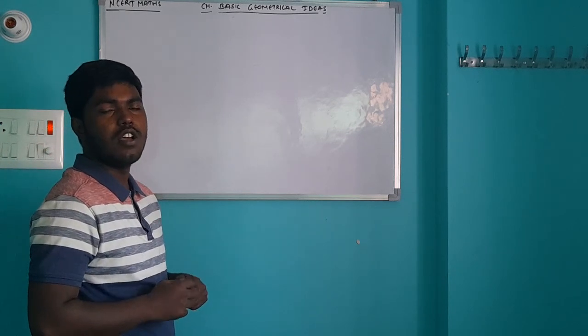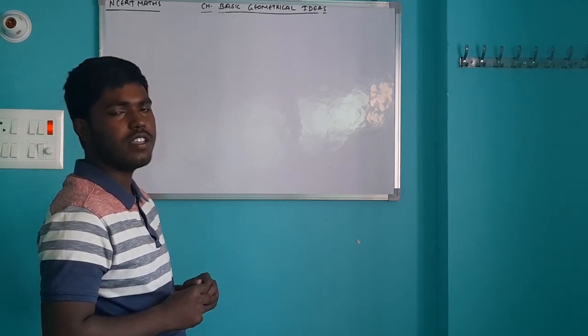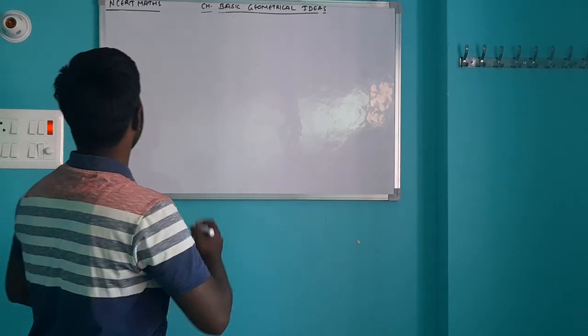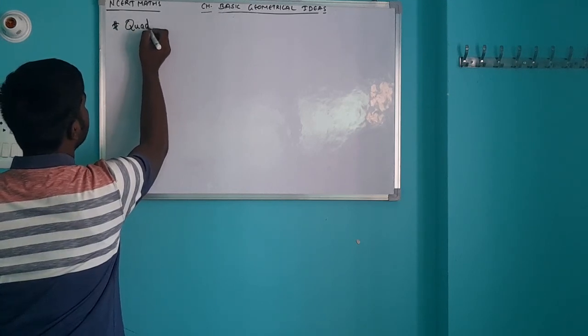In the previous class, we completed our fourth exercise of our first chapter, which is exercise 4.4. From today onwards, we start our next topic, which is quadrilaterals.